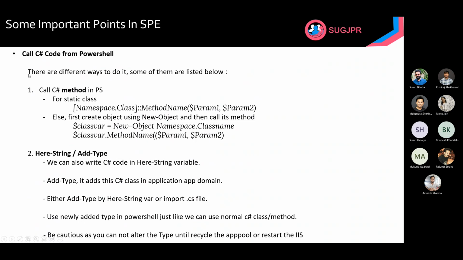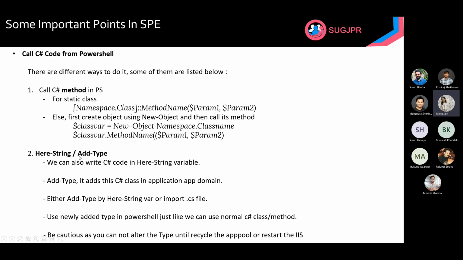Okay. Now the second part is how we can call our C# code from PowerShell. There are different ways to do that. The simplest one is that you can simply call your class and its method name. If it is a static class, you can simply call it like this: the namespace dot class, and then the method name. Or if it requires instantiation, we have to create an object of that, and then we can call that method.